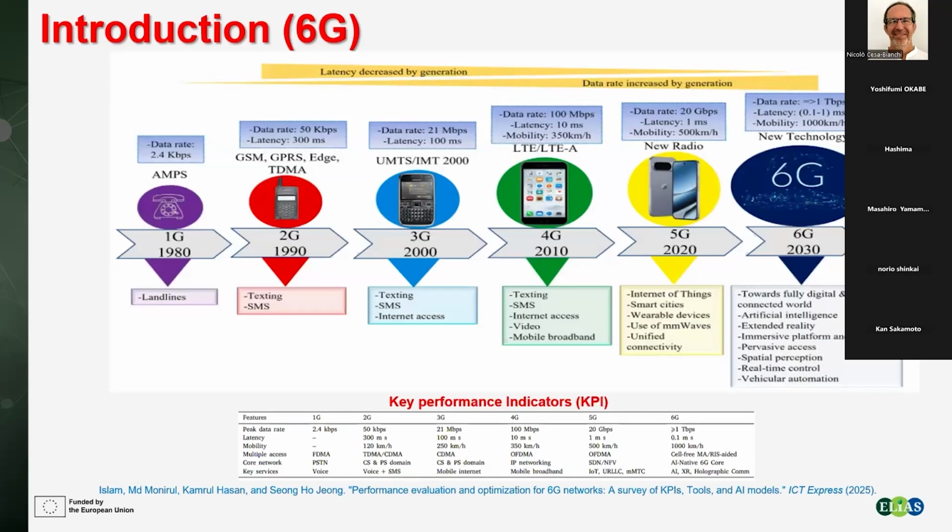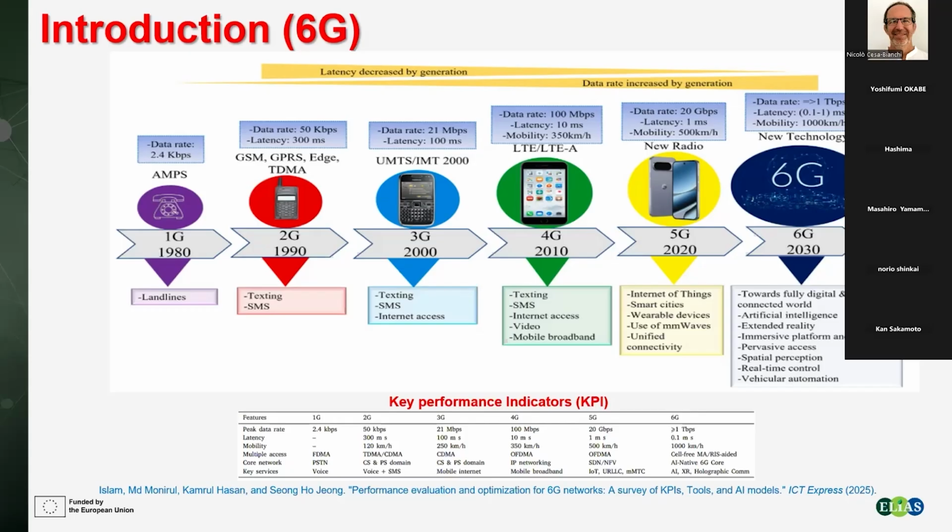First of all, for wireless communications, every 10 years we have a new generation, starting from 1980. The first generation was landlines, and then the second generation, in 1990, was texting and SMS. After that, the third generation, in 2000, brought internet access. And for 4G, we also added video and mobile broadband.